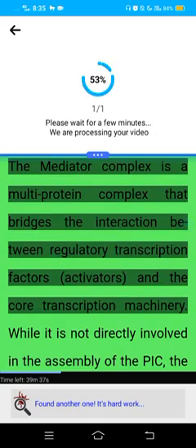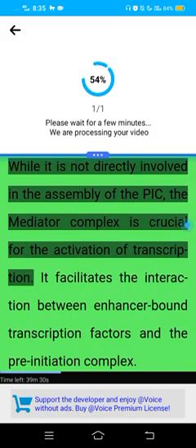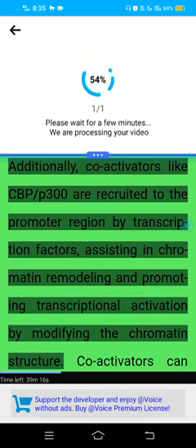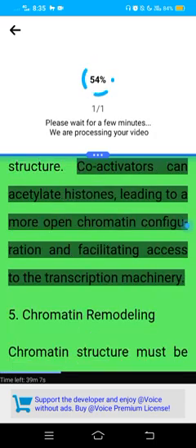The mediator complex is a multi-protein complex that bridges the interaction between regulatory transcription factors, activators, and the core transcription machinery. While it is not directly involved in the assembly of the PIC, the mediator complex is crucial for the activation of transcription. It facilitates the interaction between enhancer-bound transcription factors and the pre-initiation complex. Additionally, co-activators like CBP/p300 are recruited to the promoter region by transcription factors, assisting in chromatin remodeling and promoting transcriptional activation by modifying the chromatin structure. Co-activators can acetylate histones, leading to a more open chromatin configuration and facilitating access to the transcription machinery.